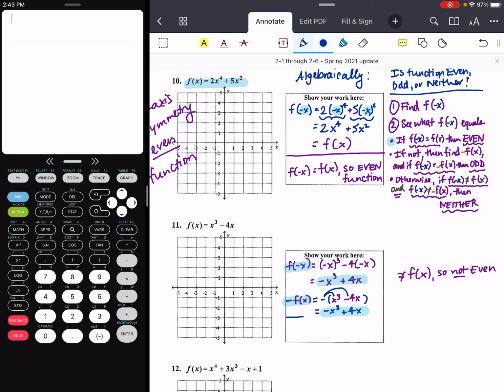So I'm going to write my summary statement. I just showed that f of negative x equals negative f of x. So I have an odd function.